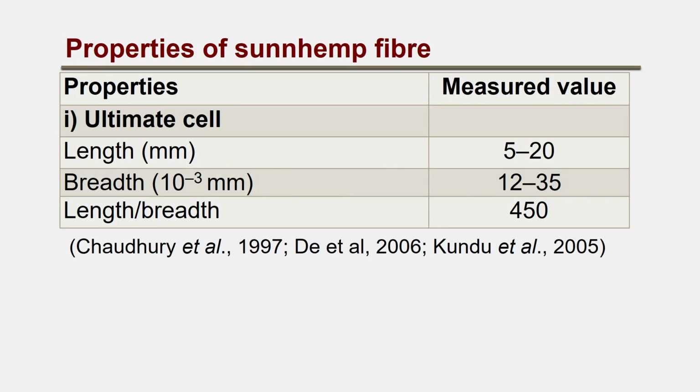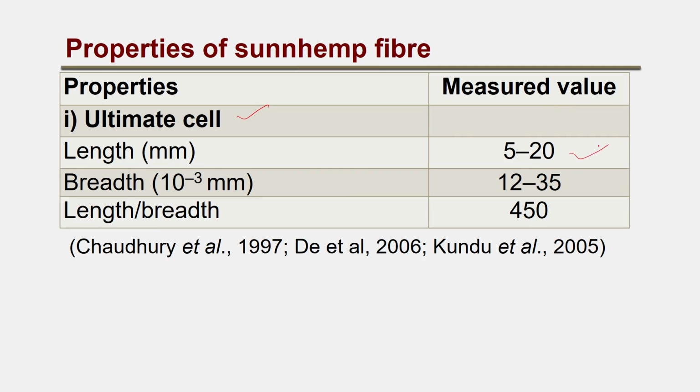Now you can see properties of sannhemp fiber, properties and measured value in the column. So, first you see the first column, where properties are given. First of all, you see the ultimate cell. Ultimate cell is number 1. You go for length. Length is given in millimeter. So, the measured value ranges from 5 to 20 millimeter.